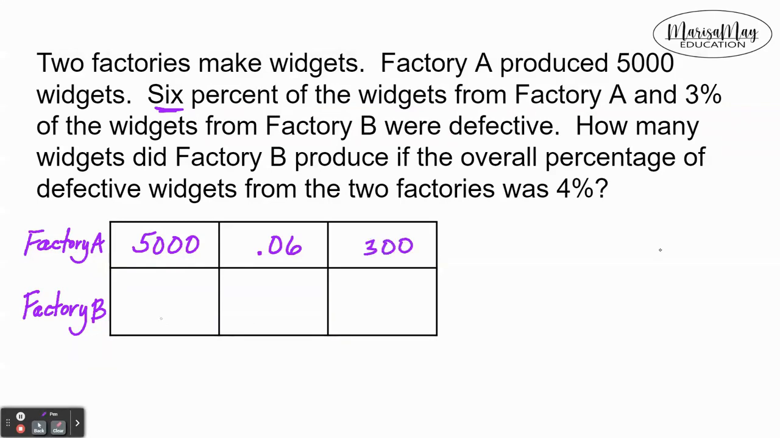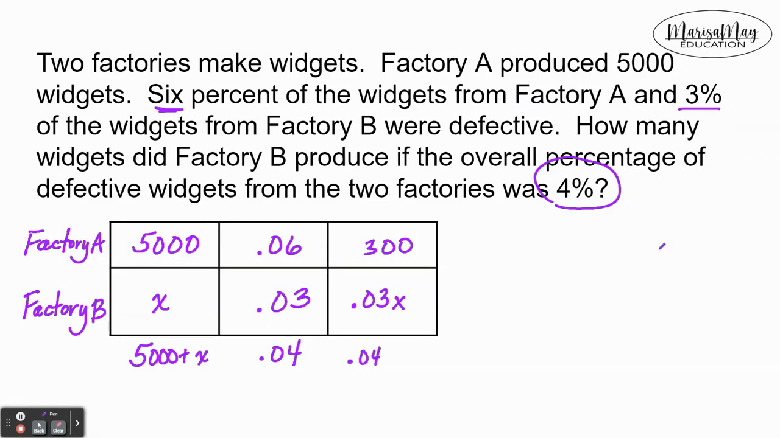Okay, now let's do factory B in the second row. We don't know how many widgets factory B produced, but we do know that 3% of them were defective. So we're going to move that decimal to make it 0.03, and now we'll multiply this together, 0.03x. Then look at the total. When we add 5,000 plus x and multiply that by 4% being defective overall, we should get 0.04. Watch my parentheses here: I need parentheses around that 5,000 plus x.